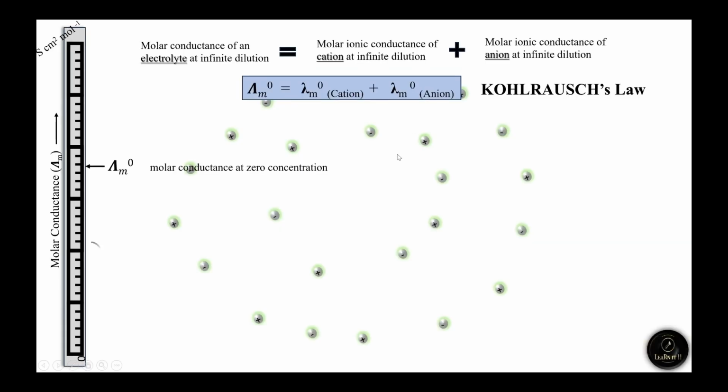Here lambda naught m of cation is this much, lambda naught m of anion is this much. So because of these cations and anions, there is a molar conductance of an electrolyte at zero concentration or infinite dilution.